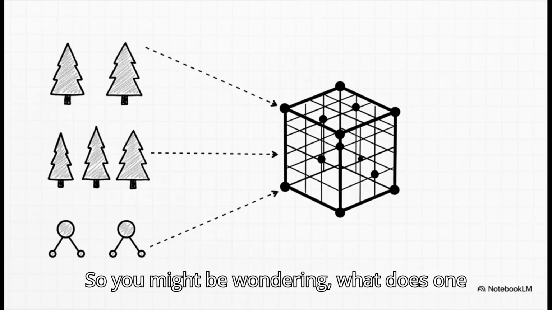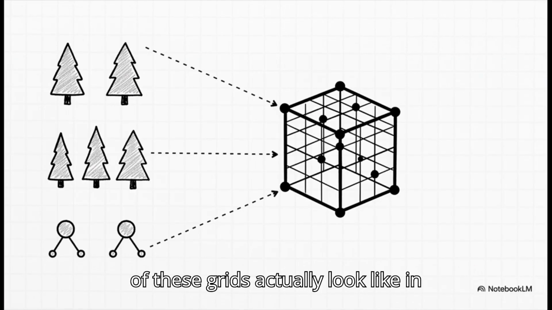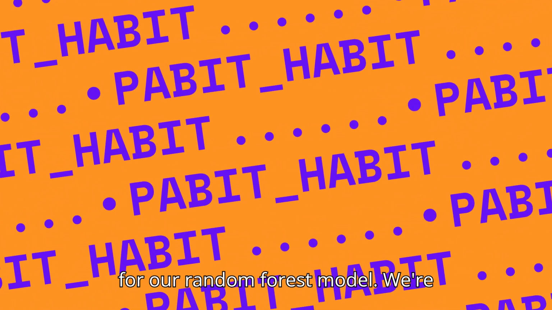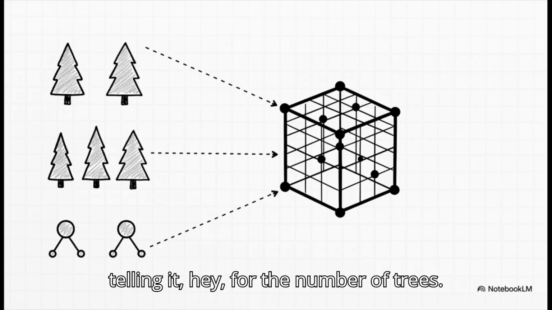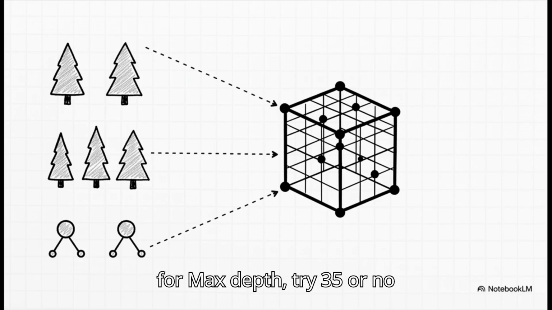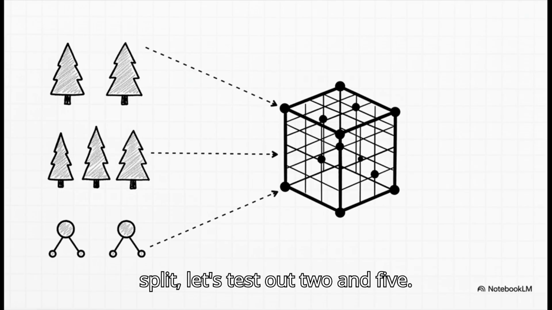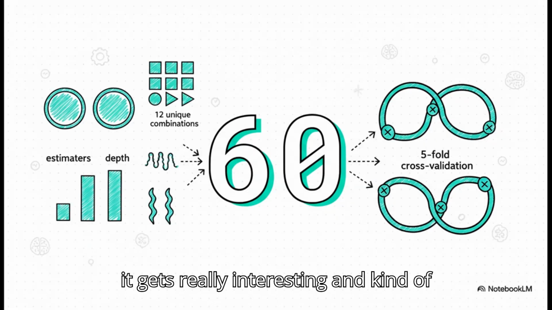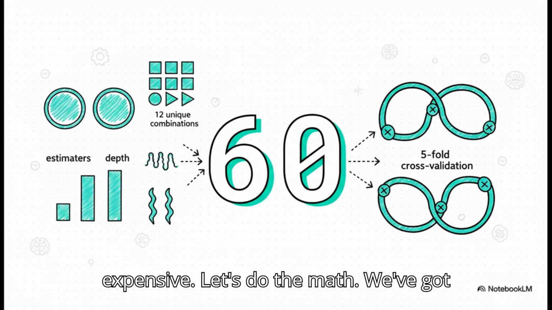So you might be wondering, what does one of these grids actually look like in practice? Well, here's a perfect example. For our random forest model, we're telling it, hey, for the number of trees, or n_estimators, try 50 and 100. For max_depth, try 3, 5, or no limit at all. And for min_samples_split, let's test out 2 and 5. That's our grid.